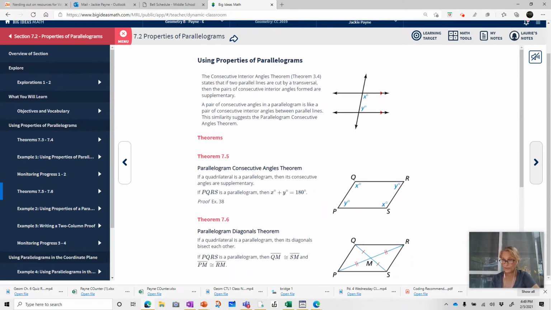Now, here's some more properties. Remember back when we did parallel lines in chapter 3? The consecutive interior angles theorem, this is 3.4, states that if 2 parallel lines are cut by a transversal, then the pairs of consecutive interior angles, which here that's marked x and y, formed are supplementary. So if you add x and y together, you get 180 degrees. A pair of consecutive angles in a parallelogram is like a pair of consecutive interior angles between parallel lines. This similarity suggests the parallelogram consecutive angles theorem.